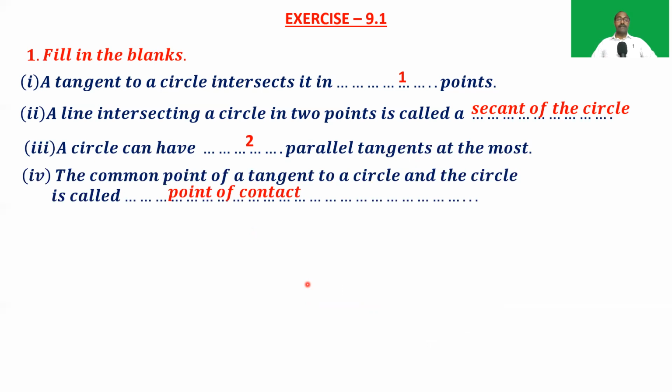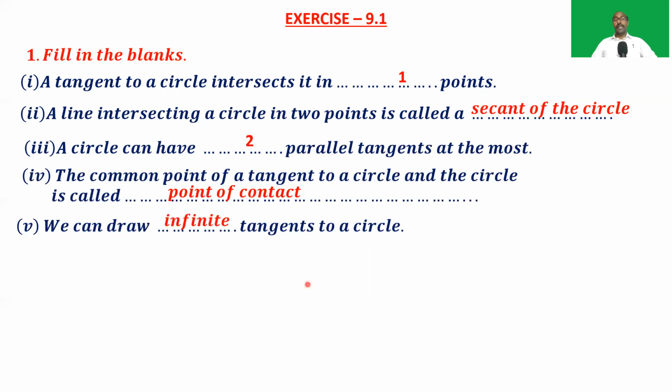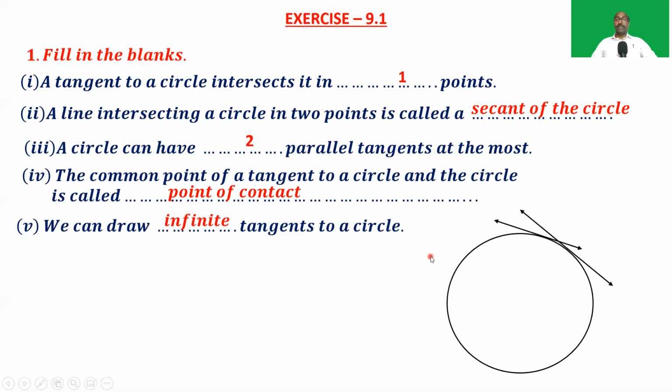And the next one is we can draw dash tangents to a circle. That is how many tangents we can draw to a circle. So there are infinite tangents that can be drawn to a circle like this. So what's this? How many tangents we are drawing? So in this way, we can draw infinitely many tangents to a circle. Okay.